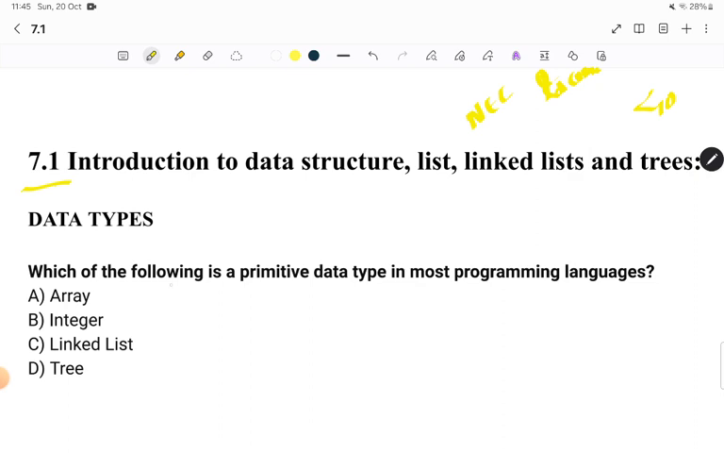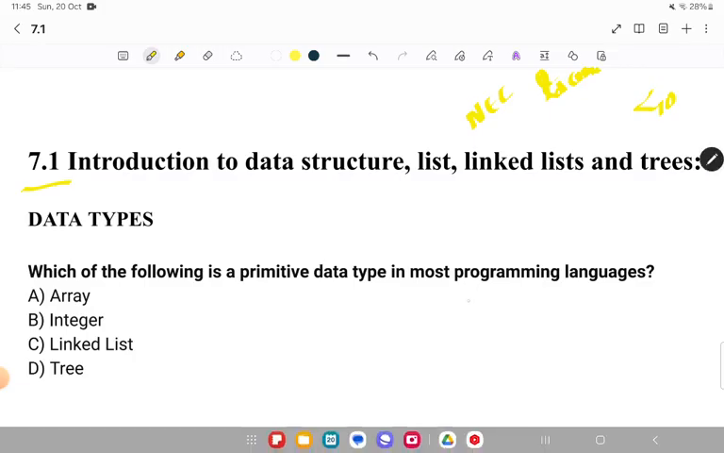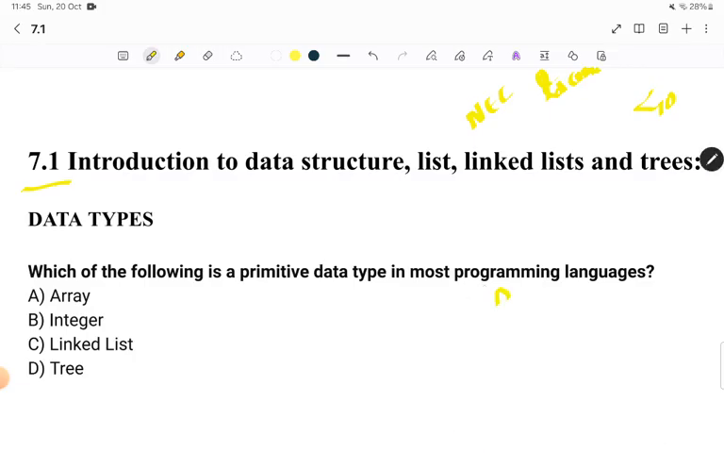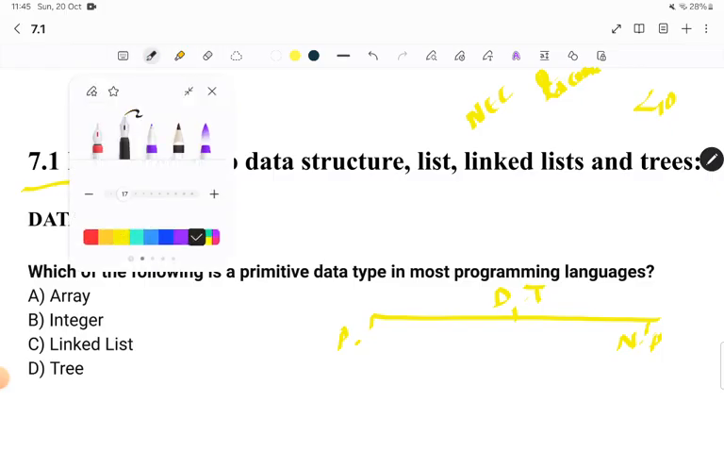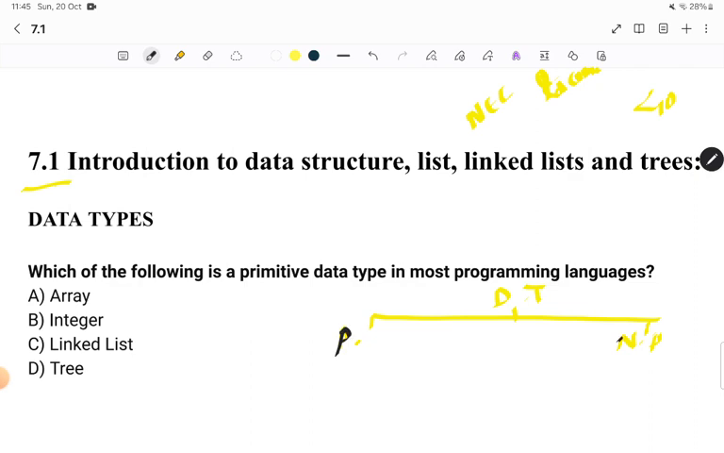So the first question is, which of the following is a primitive data type in most programming languages? Before giving the solution, let's talk about what is primitive and what is non-primitive data type. If you go to data structure, the very first chapter we study is this topic, primitive and non-primitive data structure.